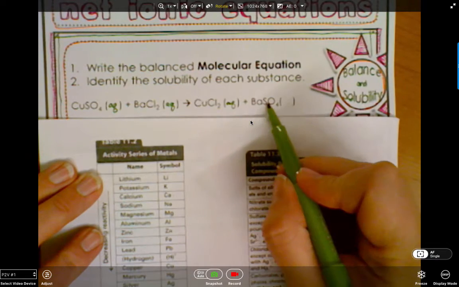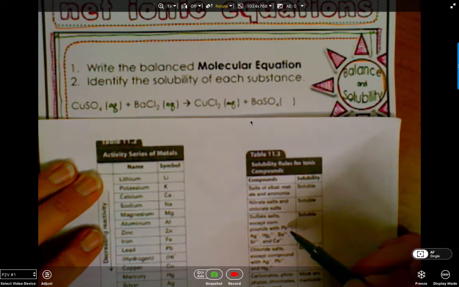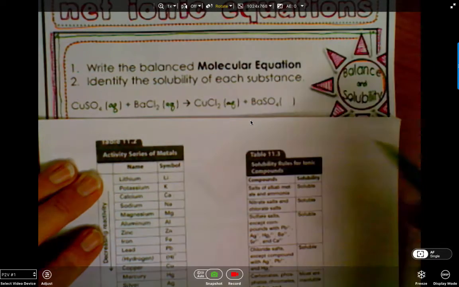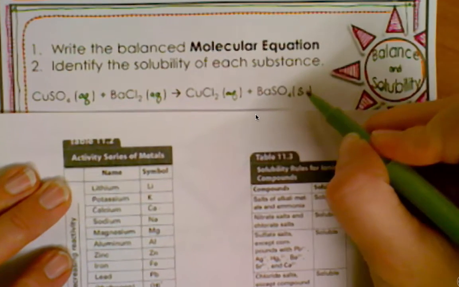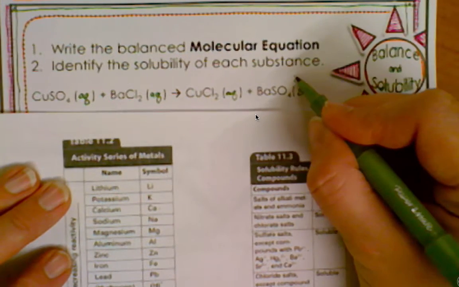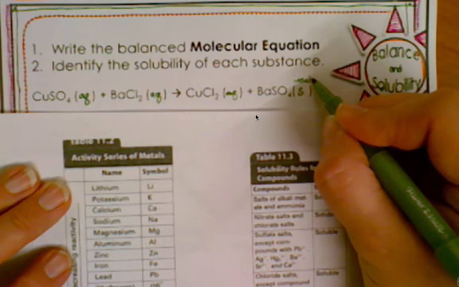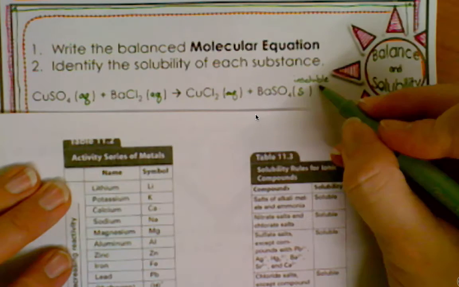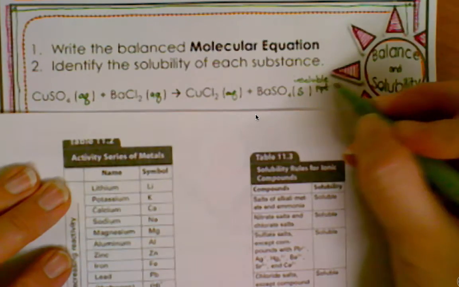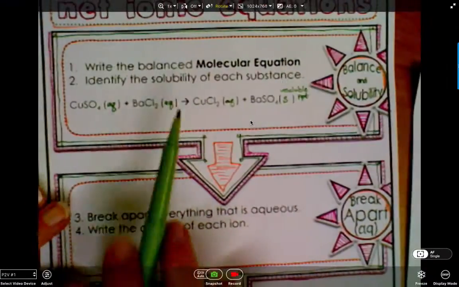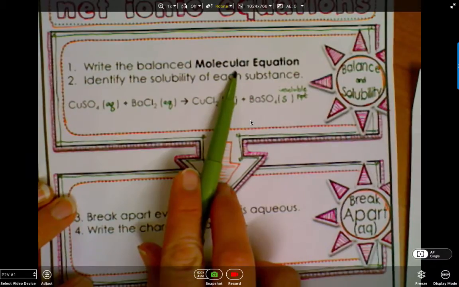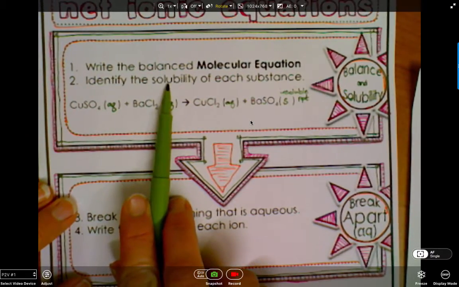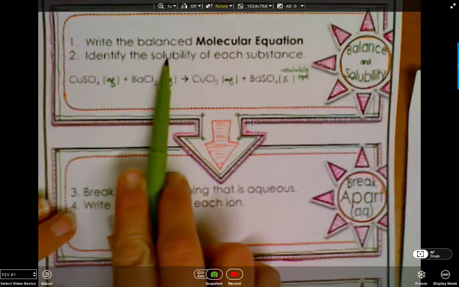But barium sulfate, here's my sulfate rule. Remember, barium is one of our exceptions, so that means this is insoluble. So we write an S for insoluble because it will be a solid precipitate after this reaction occurs. So now I have the balanced molecular equation, and we've identified the solubility of each substance.